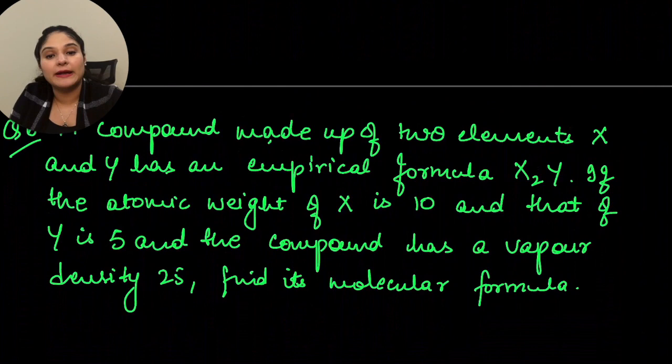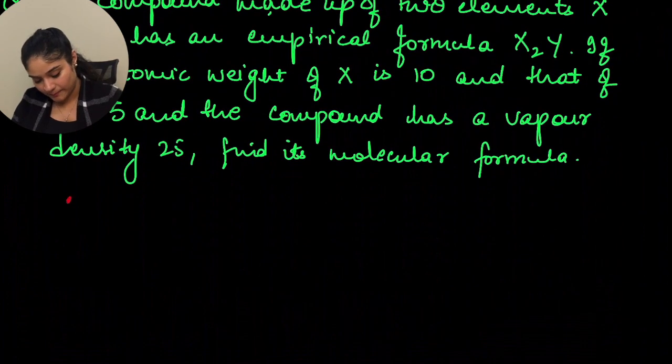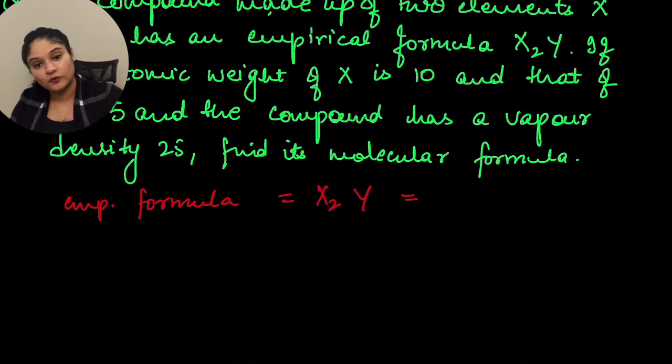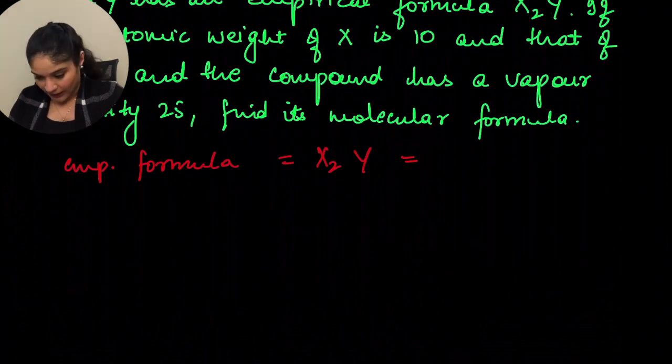A compound made up of 2 elements X and Y has an empirical formula X2Y. If the atomic weight of X is 10 and that of Y is 5 and the compound has a vapor density 25, find its molecular formula. So let's quickly do this. So I have X and Y. The empirical formula given to you is X2Y. And if you find the weight for that, X is given 10 and Y is given 5. So that would be 20 plus 5, 25.